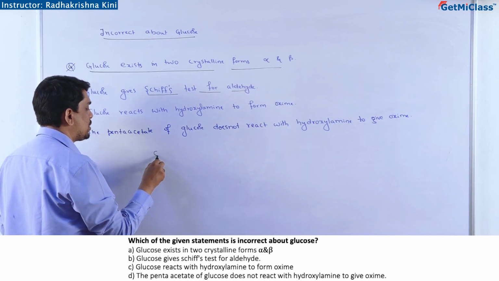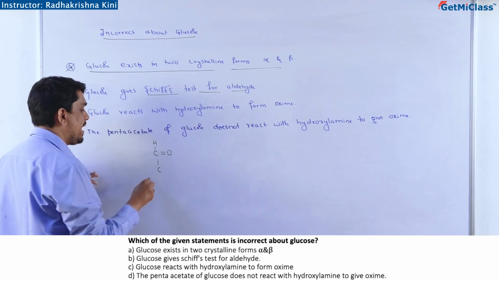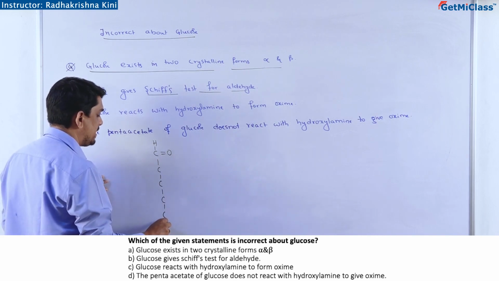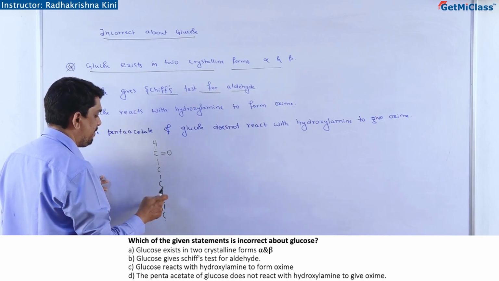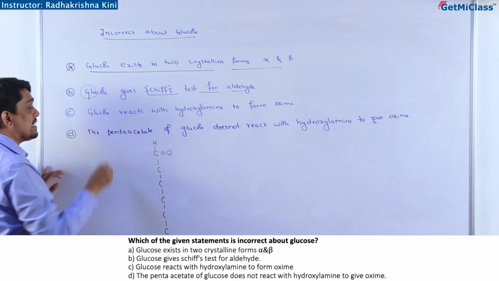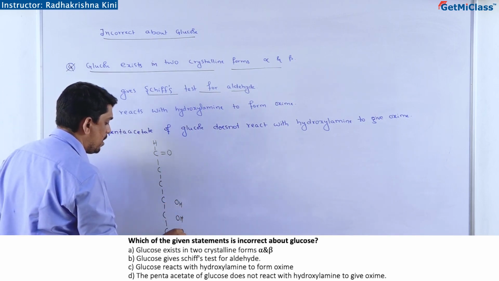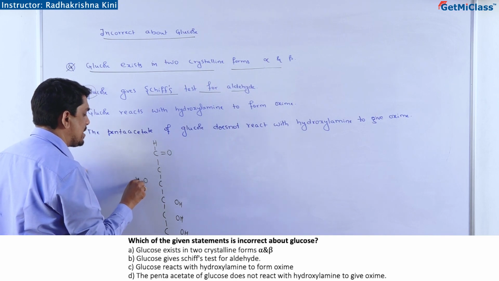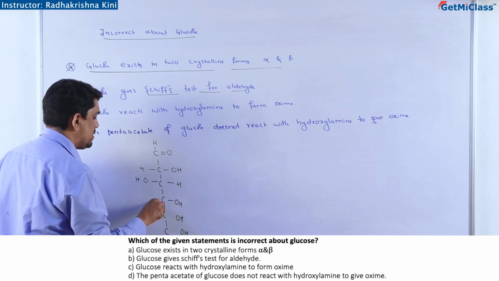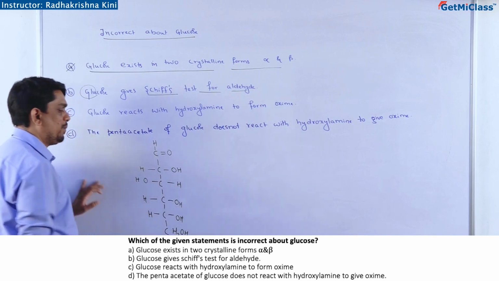Everyone see, I am writing the structure of glucose. Aldohexose. Aldo for aldehyde, hexose means there must be 6 carbons in total: 1, 2, 3, 4, 5, 6. We know that D-glucose indicates that the last OH is on the same side, that's the right side. Remaining OH I am writing on alternate sides.